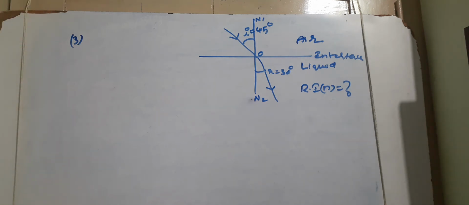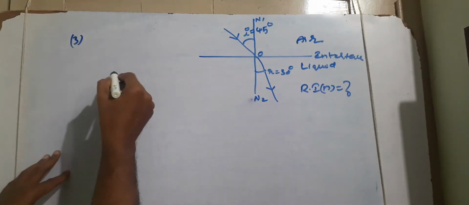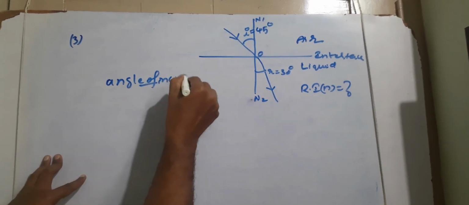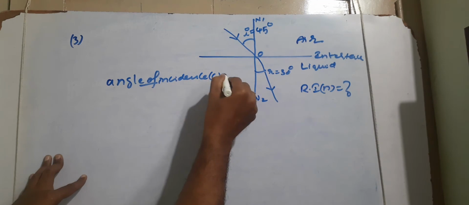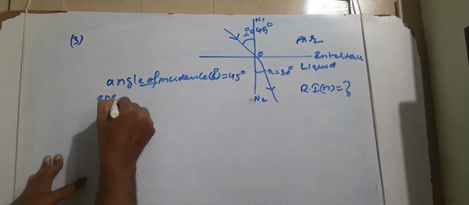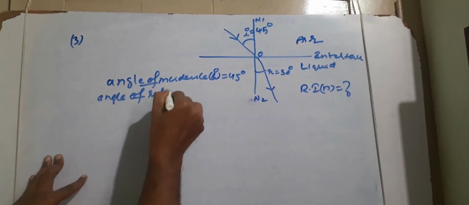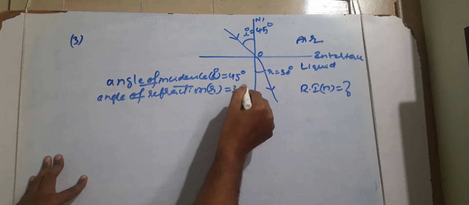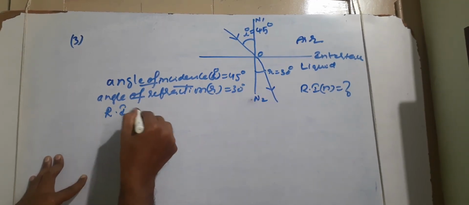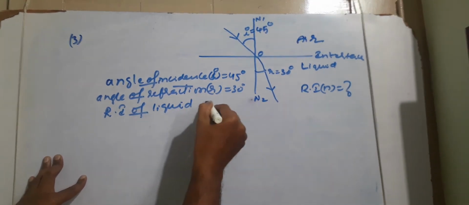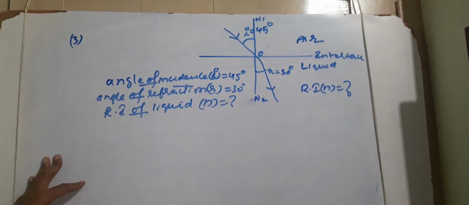First case we are going to find the refractive index of the liquid. So the angle of incidence is given, students. I is equal to 45 degrees and the angle of refraction is given. Angle of refraction R is 30 degrees. So we want to find the refractive index of the optically denser medium, the liquid. So n is the question mark.